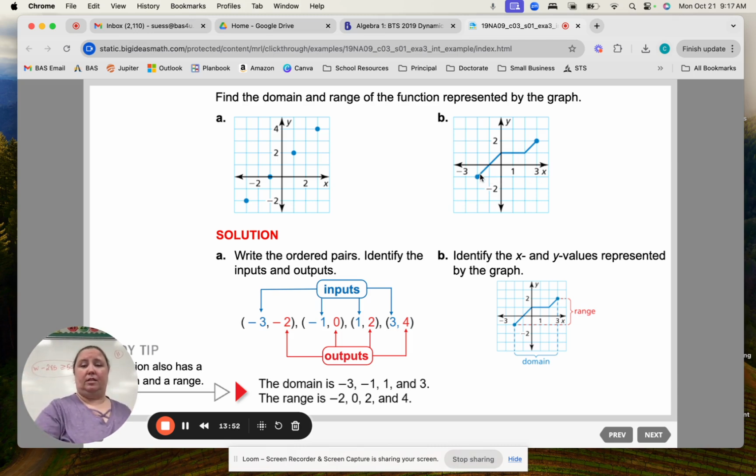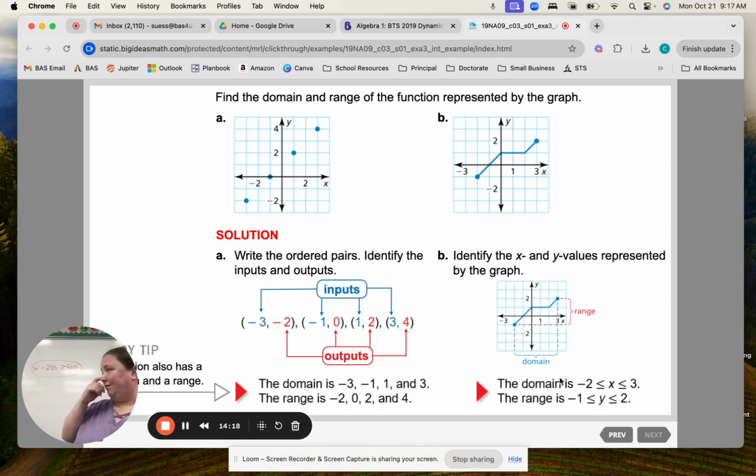Same with the y values. It's everything from this y, which is at -1, all the way up to +2. All right, so you would write that as the domain is everything from -2, including -2, because they're filled in circles, and then all the way over to the +3. Does this look familiar? Yeah, we just did it last chapter. So the domain is -2 less than or equal to x, and then all the way up to less than or equal to 3.